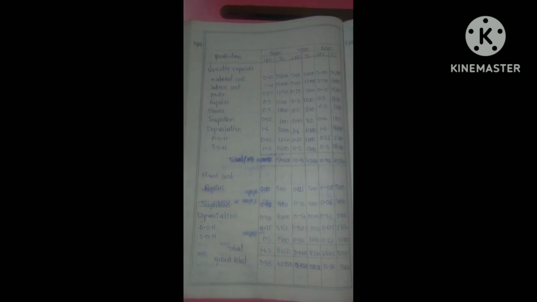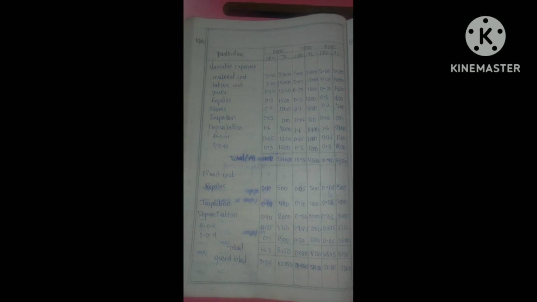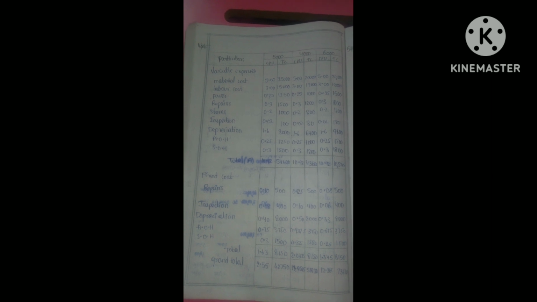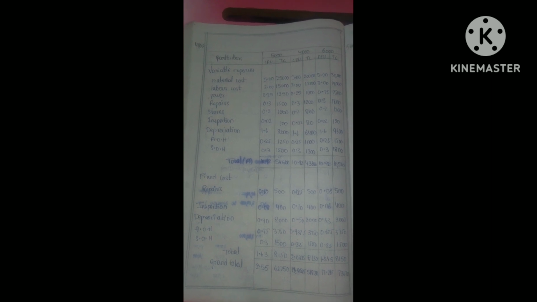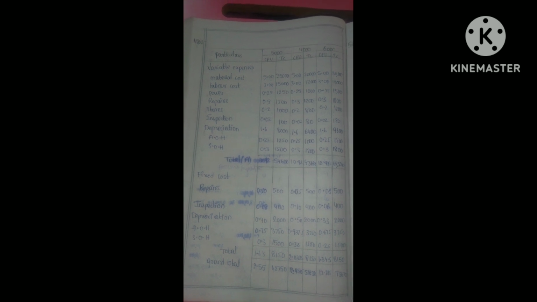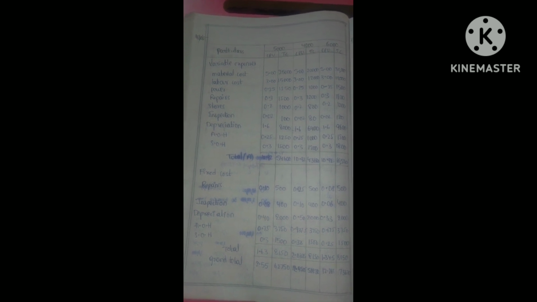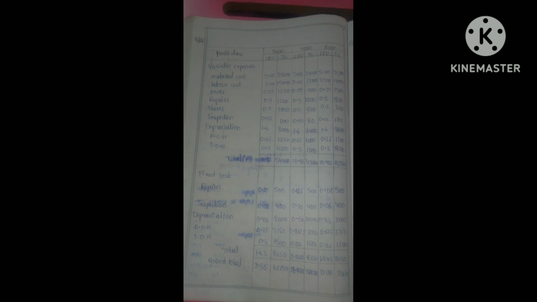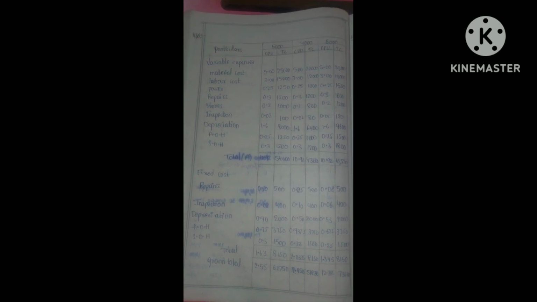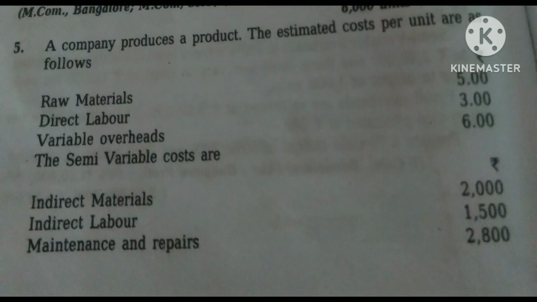So after noting all the values of inspection, depreciation, administration and selling overheads, now we have to calculate the total, that is B, for fixed cost. So after totaling all the values of fixed cost, we have to do grand total, that is A plus B, that is variable expenses plus fixed expenses. So we will get the final value.